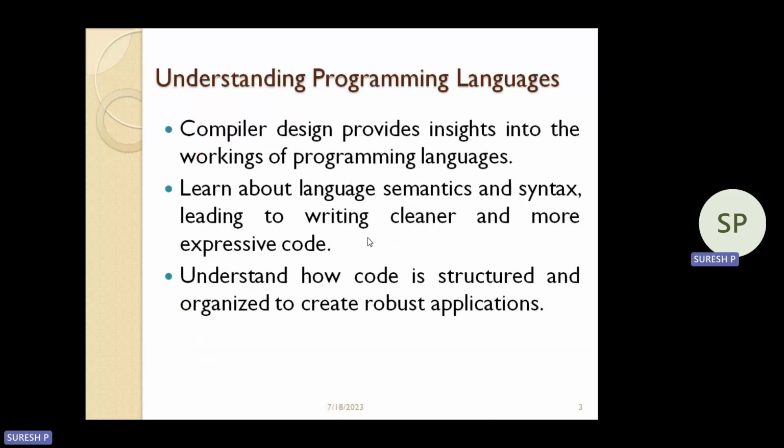When it comes to understanding programming languages, compiler design provides insights into the working of programming languages. How does it provide those insights? It tells what type of hardware you are using, and for that particular hardware, how we have to write the compiler. The design of the compiler depends upon the processor you are working on, on the working of the processor, and that particular language also depends upon what type of hardware you are using.